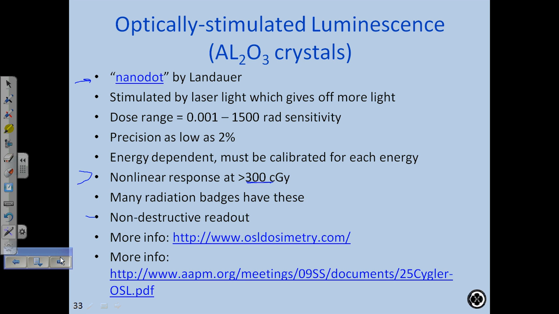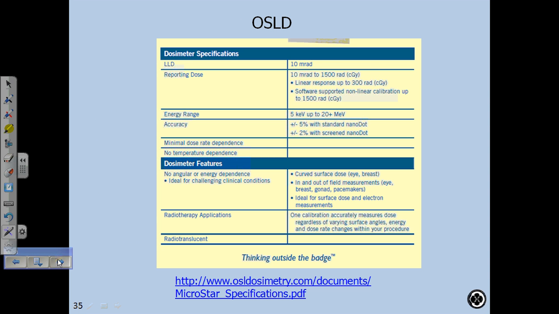Some more information about OSLDs, optically stimulated luminescence dosimeters. The reporting dose range is 10 millirad to 1500 rad. Linear response up to 300, software supported nonlinear calibration. So if you're using software and you've got the characteristic curve for the chip, you can go up to 1500 centigray because the nonlinearity characteristic curve is in the software. Kind of like the characteristic curve in film, same idea. Energy range, 5 keV up to 20 plus MeV, so we don't have to worry about that. Accuracy looks like 5% for standard and 2% for screen nanodot.